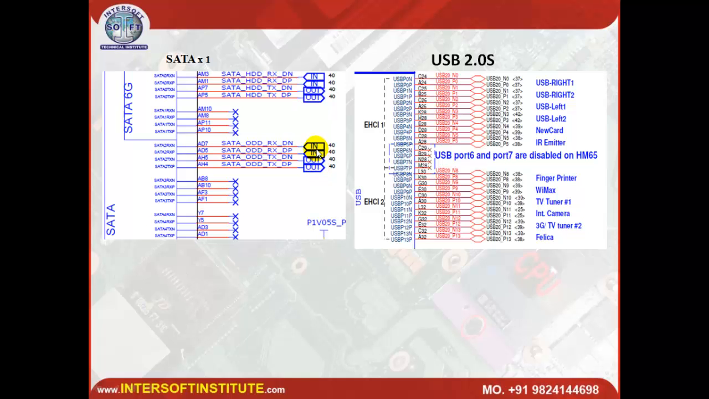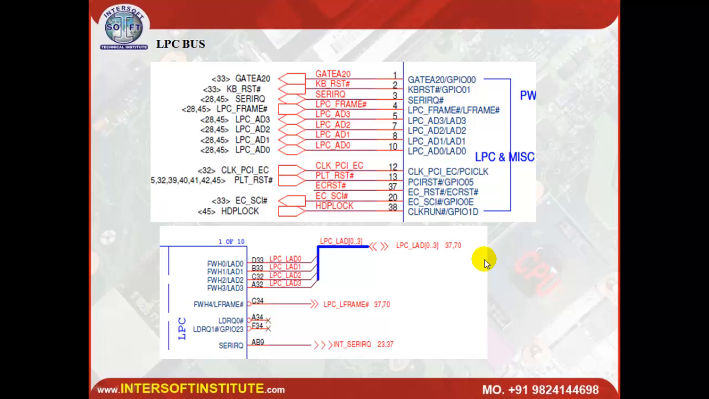2 RX, 2 TX, like this, 4 types of connection. If you look at USB, there are 2 types of connection, RX and TX: N4, P4, N3, P3 like that, plus and minus for both clock and data. These are the 2 types of connection for USB 2.